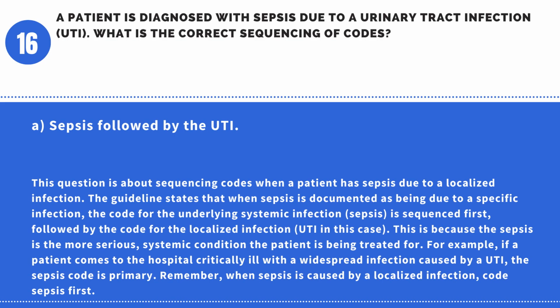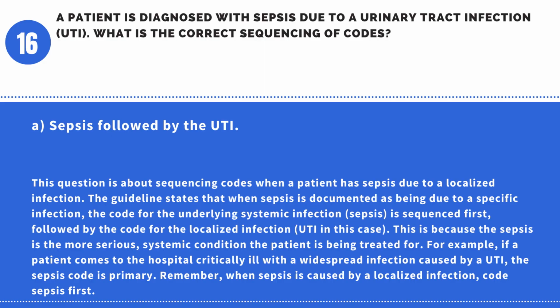Answer, A. Sepsis followed by the UTI. This question is about sequencing codes when a patient has sepsis due to a localized infection. The guideline states that when sepsis is documented as being due to a specific infection, the code for the underlying systemic infection, sepsis, is sequenced first, followed by the code for the localized infection, UTI in this case.